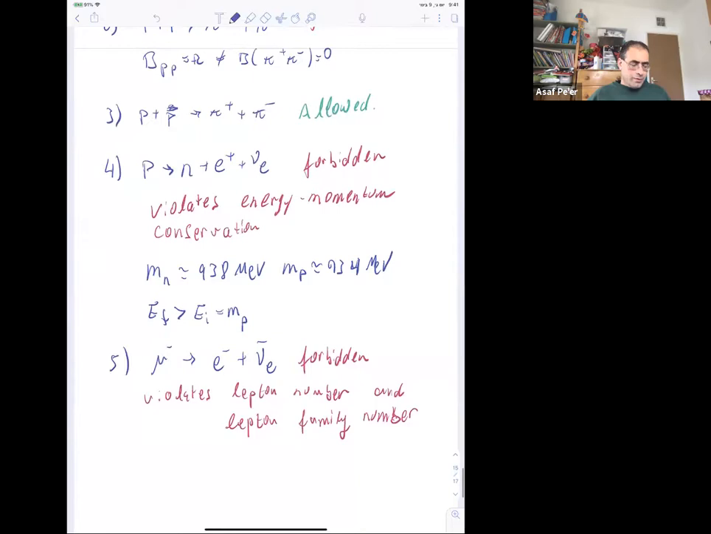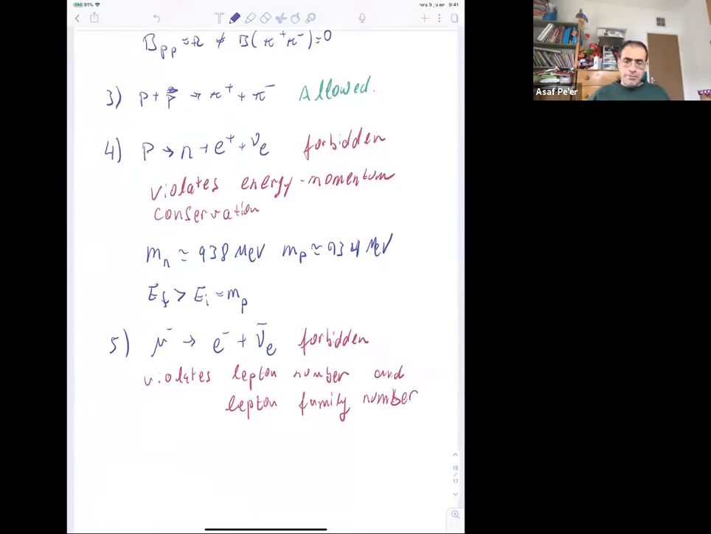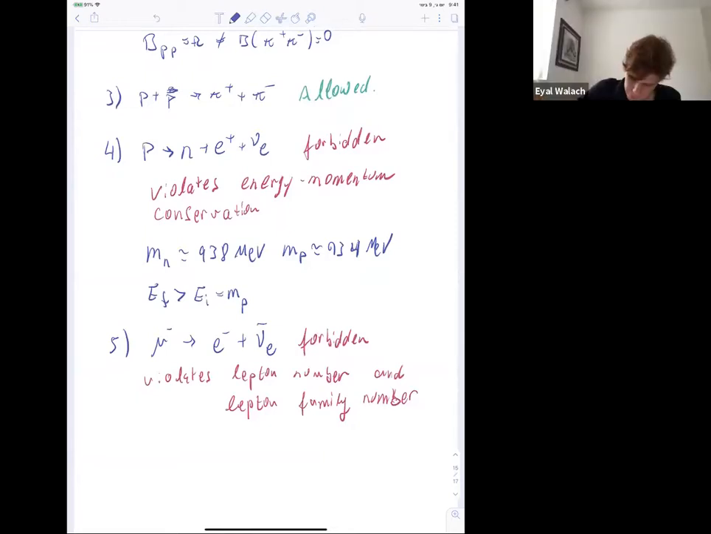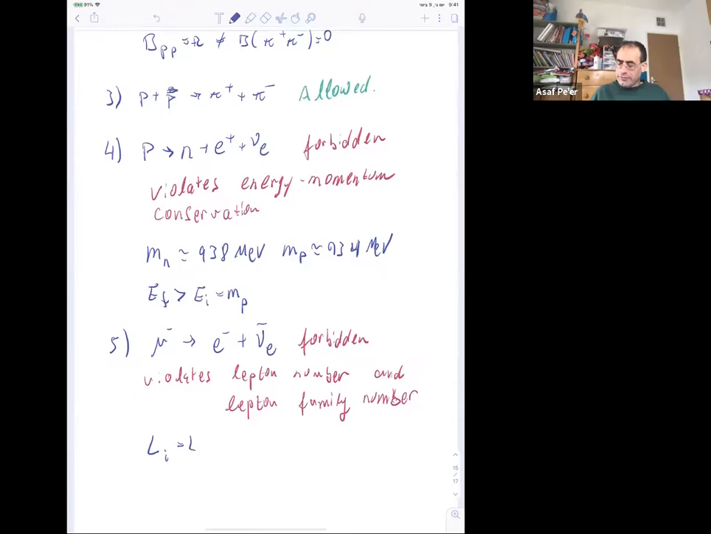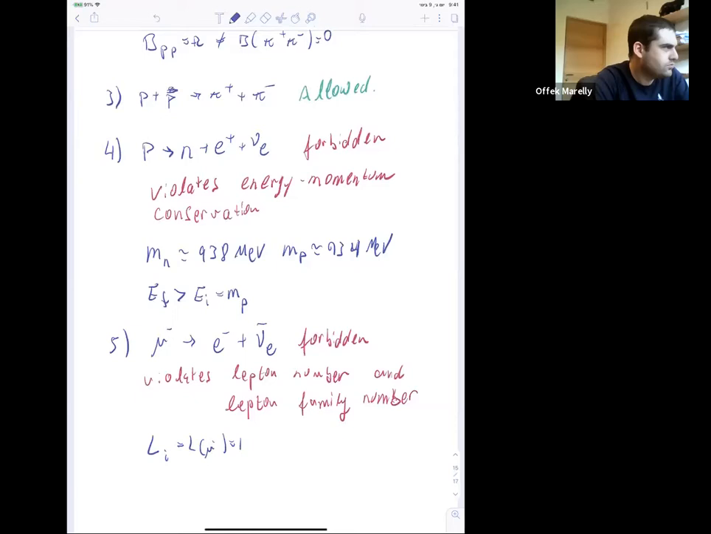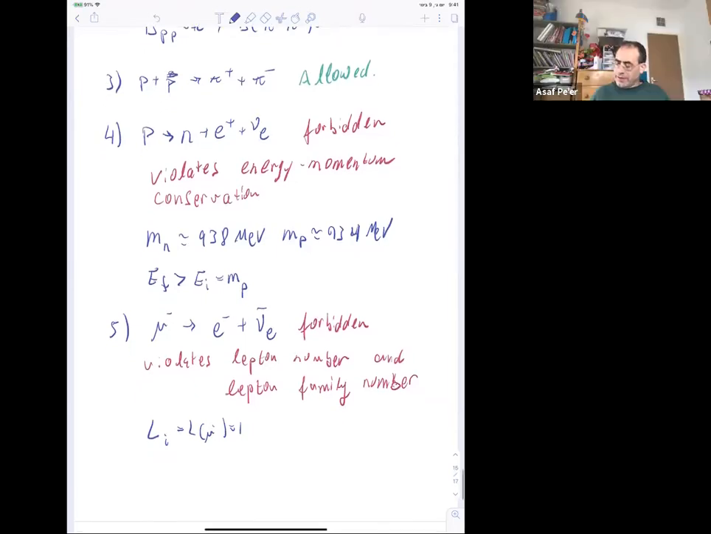What is the initial lepton number? 1. L initial is just the L of the muon, it's just 1. And what is the final lepton number? 0, very good. L final is just L of the electron plus the antineutrino, so it's 1 minus 1, it's just 0. There is a violation.